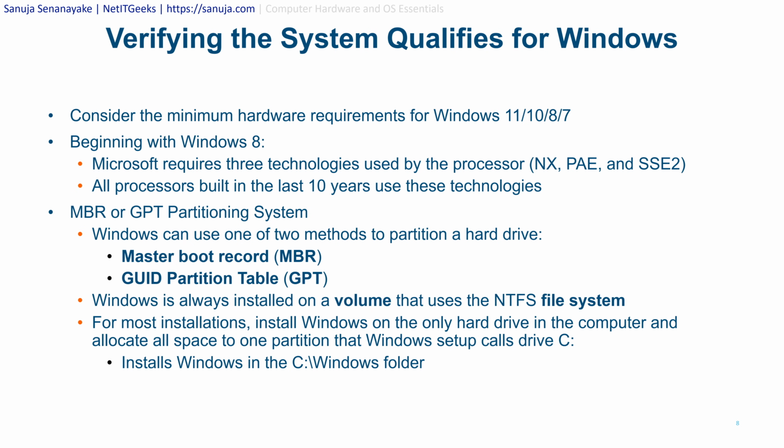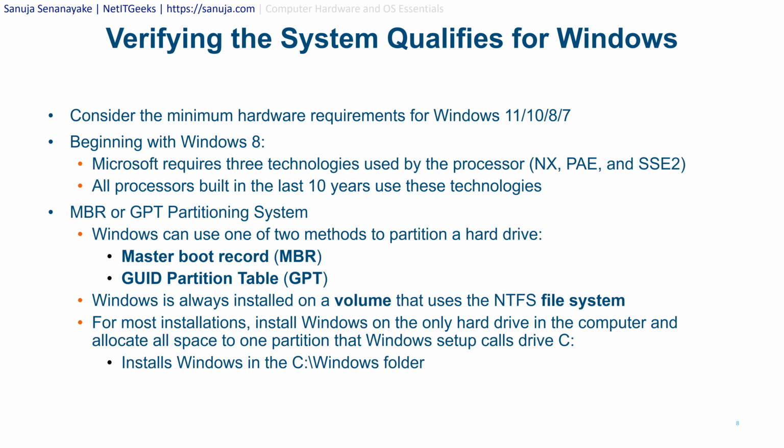MBR or GPT partition system. You may have heard these two terms in the industry. Windows can use one of two methods to partition the hard drive: one called the master boot record, also known as MBR, and the other called the GUID partition table, or GPT. Windows is always installed on a volume that uses the NTFS file system. So Windows supports two boot types, master boot record or GUID partition table, and Windows always gets installed on an NTFS file system.